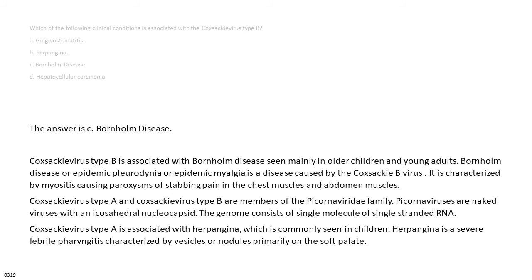Coxsackie virus type A and Coxsackie virus type B are members of the Picornaviridae family. Picornaviruses are naked viruses with an icosahedral nucleocapsid. The genome consists of a single molecule of single-stranded RNA. Coxsackie virus type A is associated with herpangina, which is commonly seen in children. Herpangina is a severe febrile pharyngitis characterized by vesicles or nodules primarily on the soft palate.